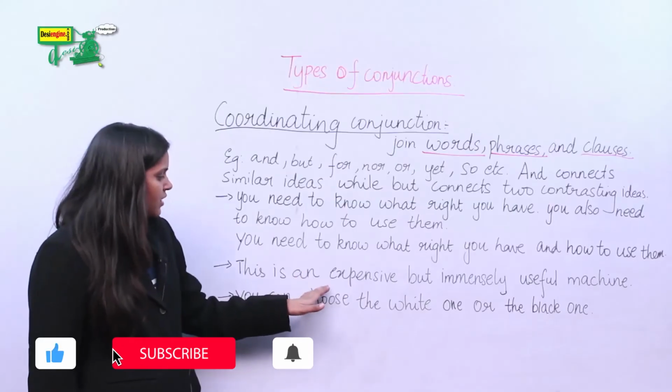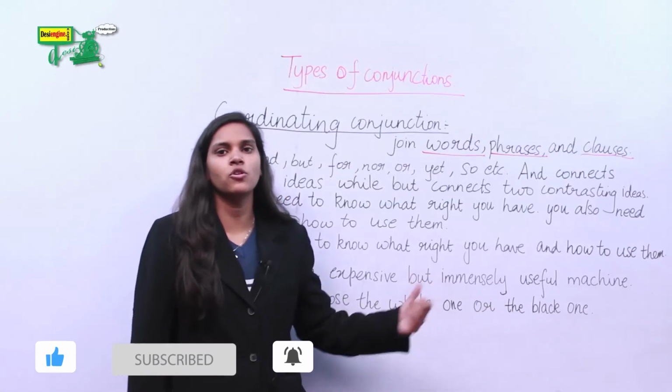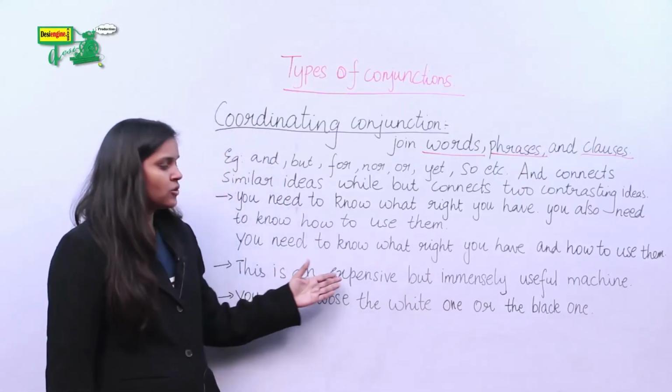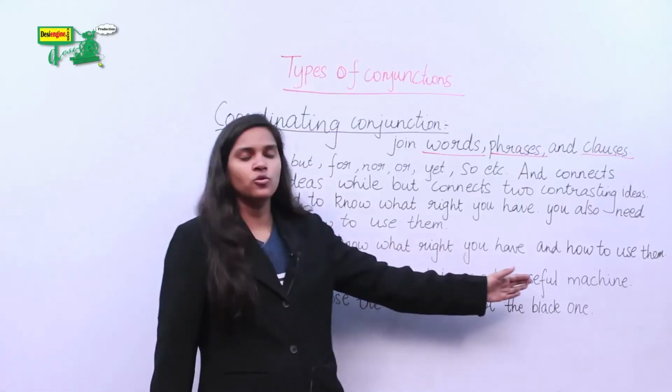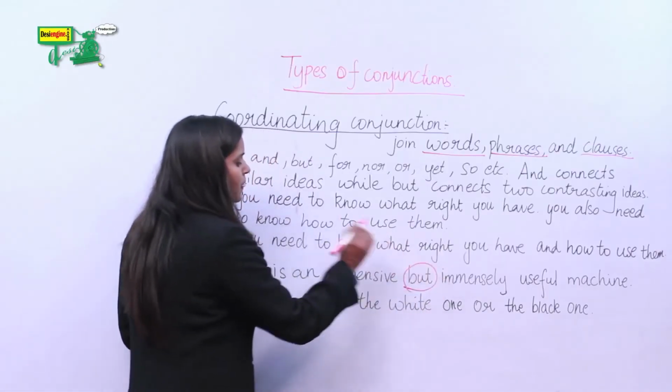Next sentence. This is an expensive but immensely useful machine. Here we are talking about two contrasting ideas, that is one of being expensive, the other of being useful. So our coordinating conjunction over here is but.